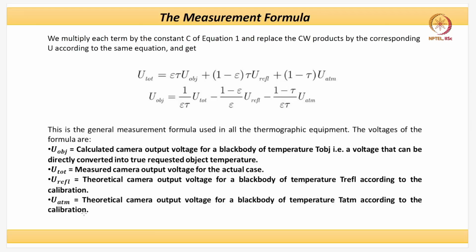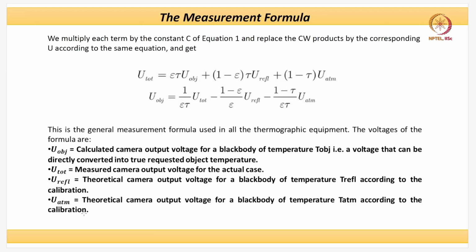Okay, so it is the actual calculated camera output voltage if it was a black body with a temperature of T object. Okay, that is the voltage. It can be directly converted to the requested object temperature, no issues. Okay. U total is the measured actual camera voltage that you are measuring, because that is the total incident that is falling on the camera. Okay, so this is what you are actually seeing.